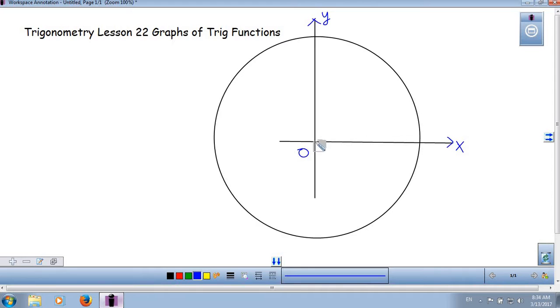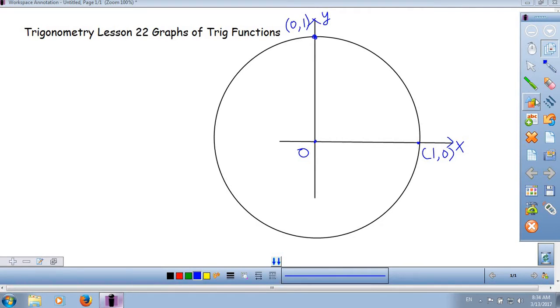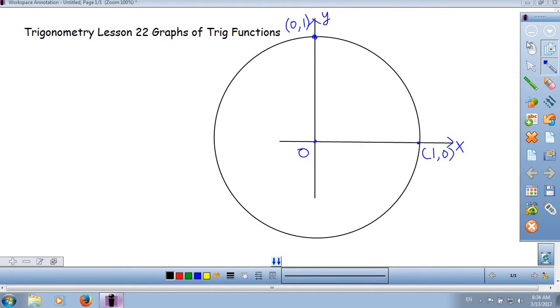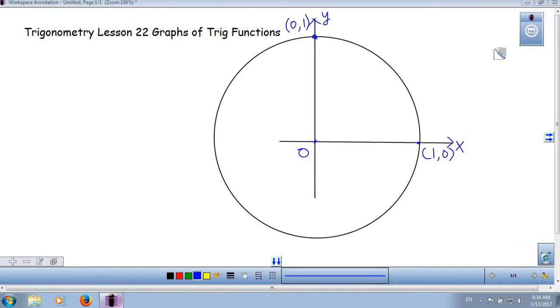And we're going to have our origin here, and because this is a unit circle, this ordered pair is going to start with 1, 0, and this will be 0, 1. Alright, so let's just look at this first quadrant and see what it means to graph a function with y equal to sine x or y equal to sine t.